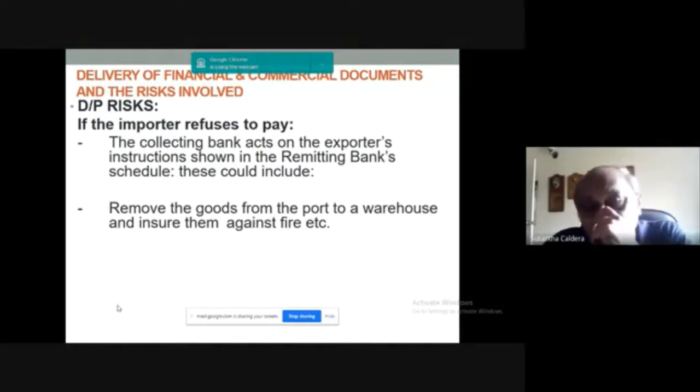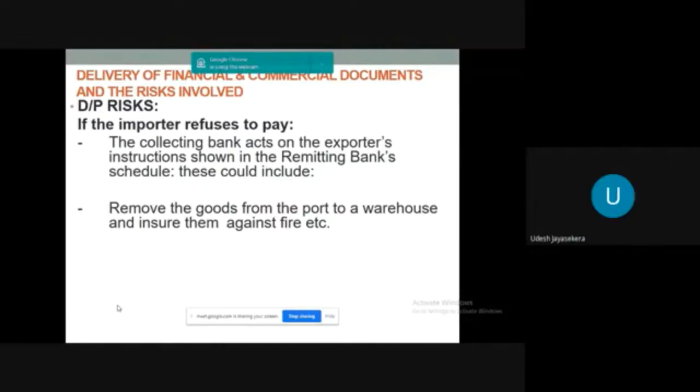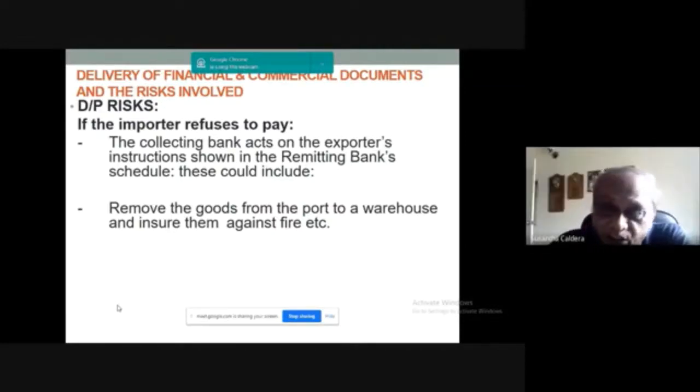Are we going to do this in your banks? Are you doing this in your banks? No, sir. You are from which bank? From Sampath Bank. Sampath Bank is not doing it. Any other bank that is doing it?